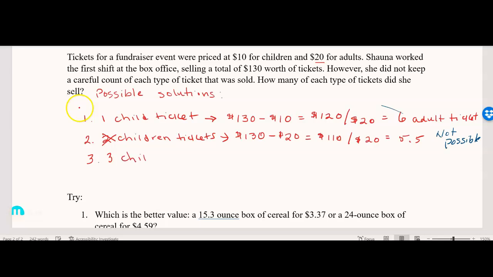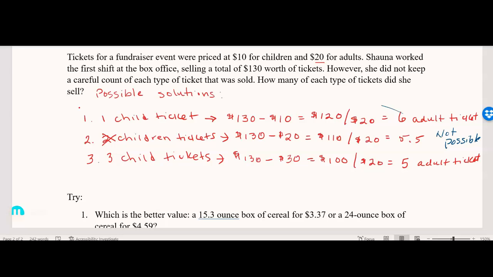I'll do one more. What if she sold 3 child tickets? Well, that would be 130 minus 10 times 3, so $30, that gives me $100. We divide by 20, and that gives me 5. Right now, we found 2 possibilities: one child ticket with 6 adults, or 3 child tickets with 5 adults, and you could keep going until you've maxed out the 130 total. But that's how you would do it.